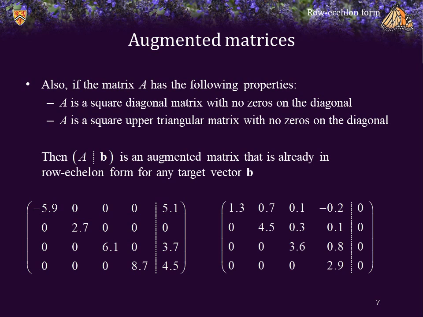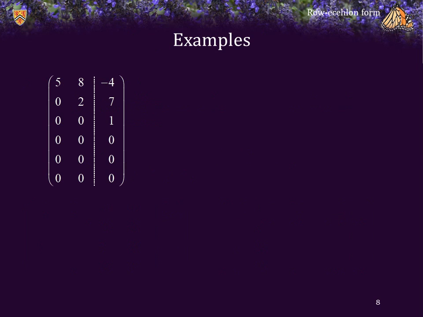Similarly, here we see a matrix A that is an upper triangular matrix. The matrix A is square, and so in this case the target vector is the 0 vector, but again, that must already be in row echelon form, for every single subsequent row has one more leading 0 than the previous row. This matrix is in row echelon form, for rows 1, 2, and 3 have 0, 1, and 2 leading zeros.